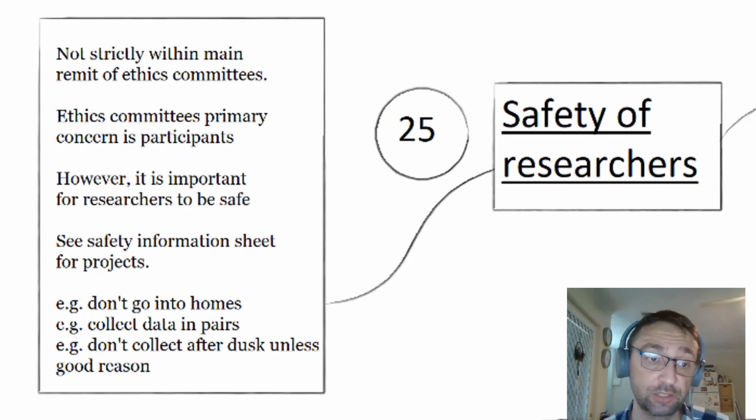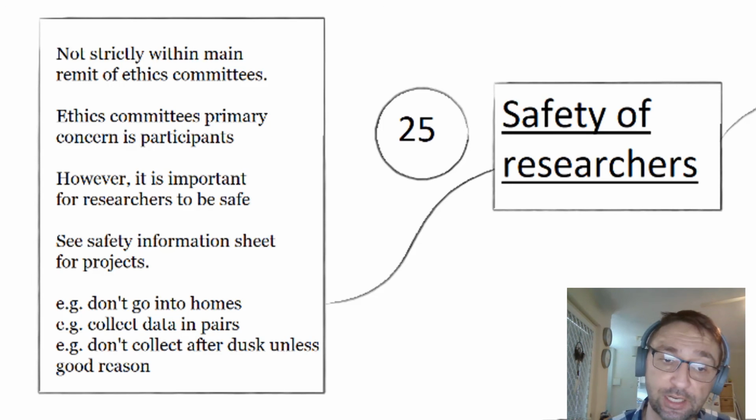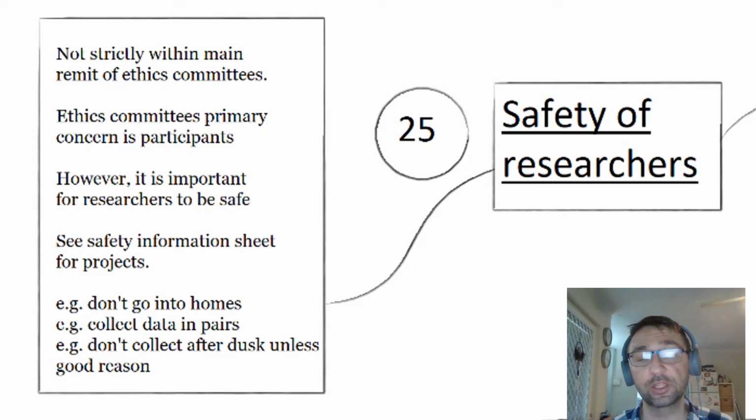See the safety information sheet for these projects that we've done, but also, don't go into people's homes. You'll just increase the chances of being somehow physically harmed. Make sure you do collect data in pairs, right? So if you collect data in pairs and you've at least got sight of each other, you've got less likelihood of being mistreated or harassed or getting yourself into a difficult situation. And also, unless there's a really good reason, the research committee advises, and I think this is right, don't collect data after dusk. It's just a little bit more dangerous to go to places at nighttime.